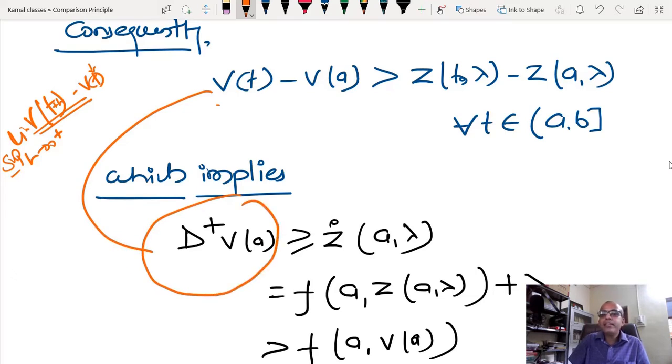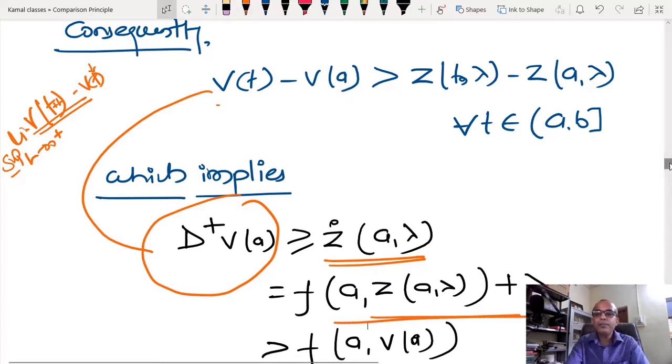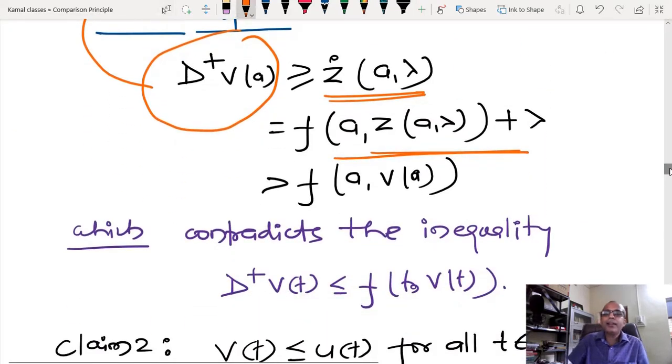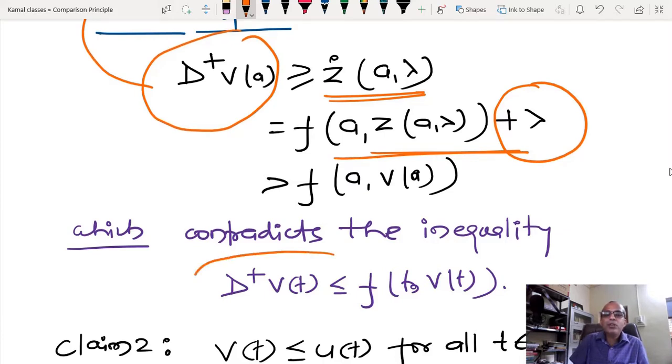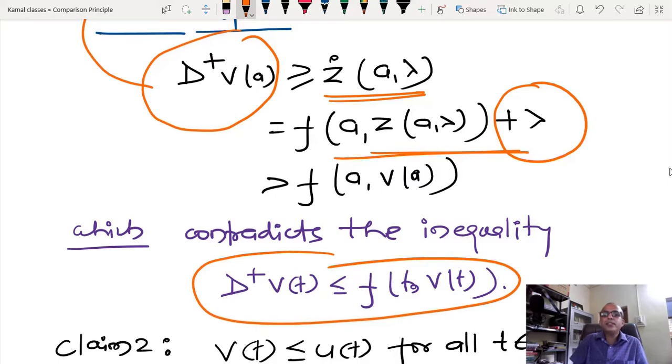The inequality sign remains the same, because we are expressing everything in terms of the sequence only. So here also a similar thing comes, 1 by h, and limit supremum also here. Due to that reason differentiability comes into picture here, and we know that z dot a plus lambda we have just defined like this. Now, because I have taken lambda positive, I can further write that D plus Va is greater than fa V. But if you see that inequality in terms of V, I have an inequality like this. So due to that reason this is the contradiction.